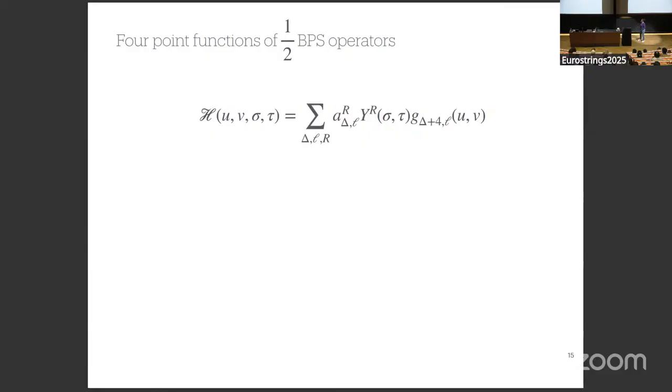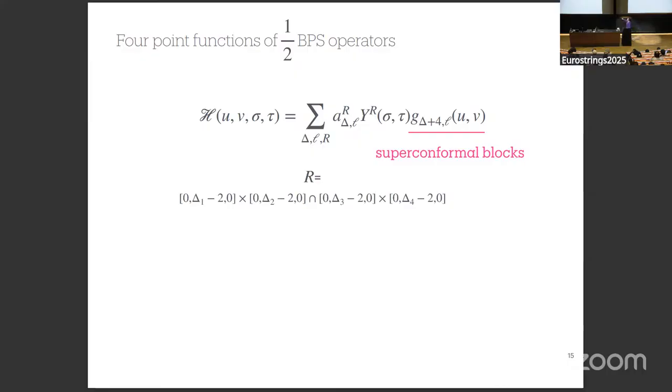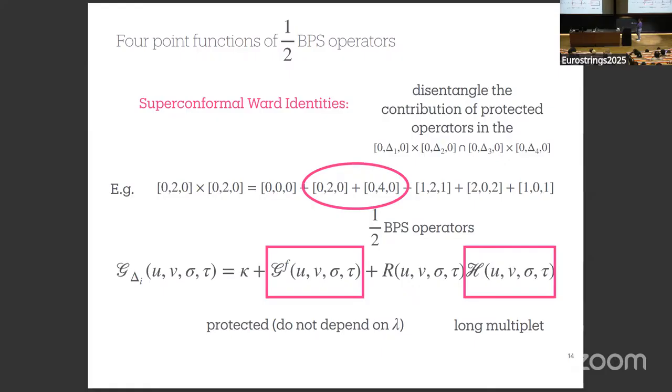Okay. And in addition, this function H now can be expanded in this way here. And now, instead of expanding this in conformal blocks, we can expand it in superconformal blocks. The main difference is that now this sum runs only over the dimension and the spin of the superconformal primaries. That's the most important point. And the R symmetry of the superconformal primary is restricted to be this one here. But the most important point that I want to convey with this is this part here. So if we are able to solve the superconformal Ward identity, we are able to essentially strip off the contribution of the protected operators which appear inside our operator product expansion.